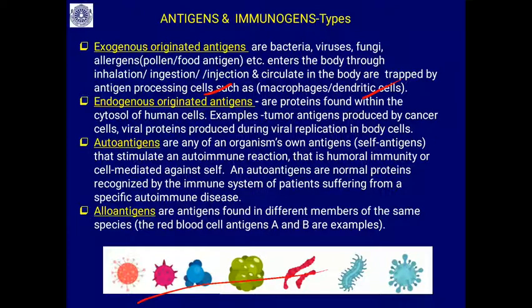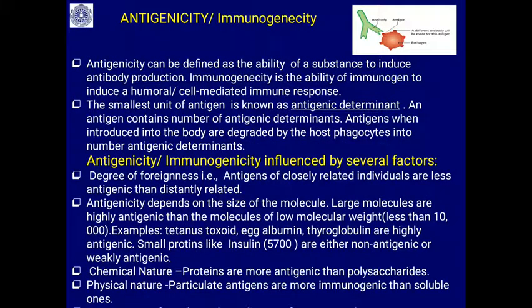Alloantigens. Alloantigens are antigens found in different members of the same species. For example, if person A receives blood from person B, the B person's RBC having the antigen B will be antigenic for person A, and it evokes antigen-antibody reactions. So those antigens present on members of the same species are called alloantigens. These are different types of antigens.